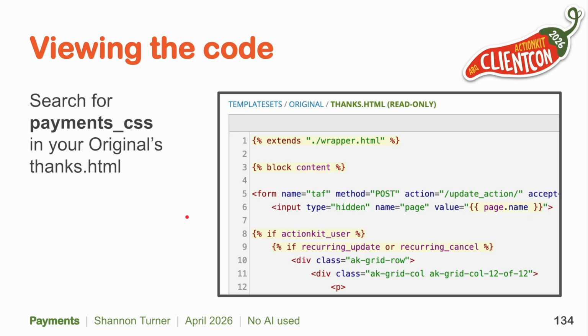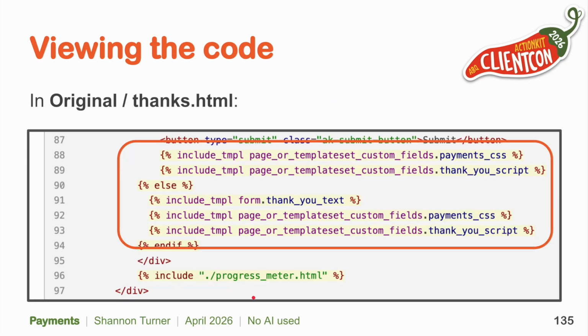If you're viewing the code in code mode, you'll see that everything's been highlighted. It has some color coding. That's really nice. And there's line numbers on the left-hand side. You can scroll down a little bit, or you can search for Payments CSS.